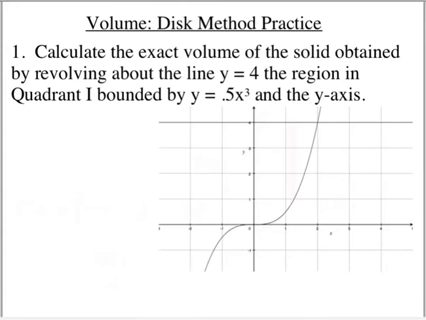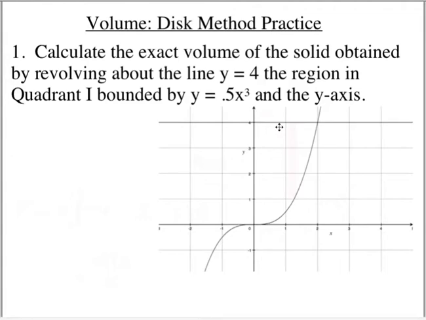Okay, for number 1, it says calculate the exact volume of the solid obtained by revolving about the line y equals 4, the region in quadrant 1 bounded by y equals 0.5x cubed and the y-axis. So we're in quadrant 1, and we're going to revolve the region that is bounded by the cubic and the y-axis. But we're revolving around the line y equals 4.